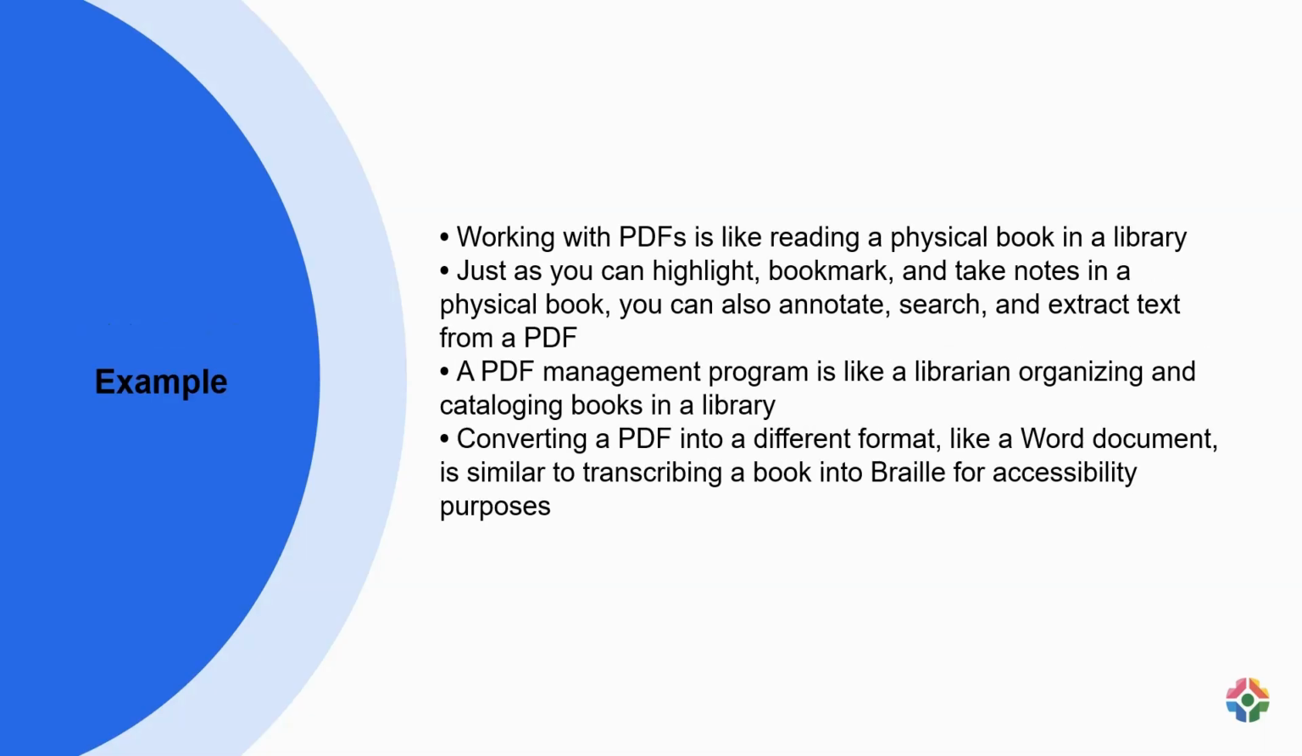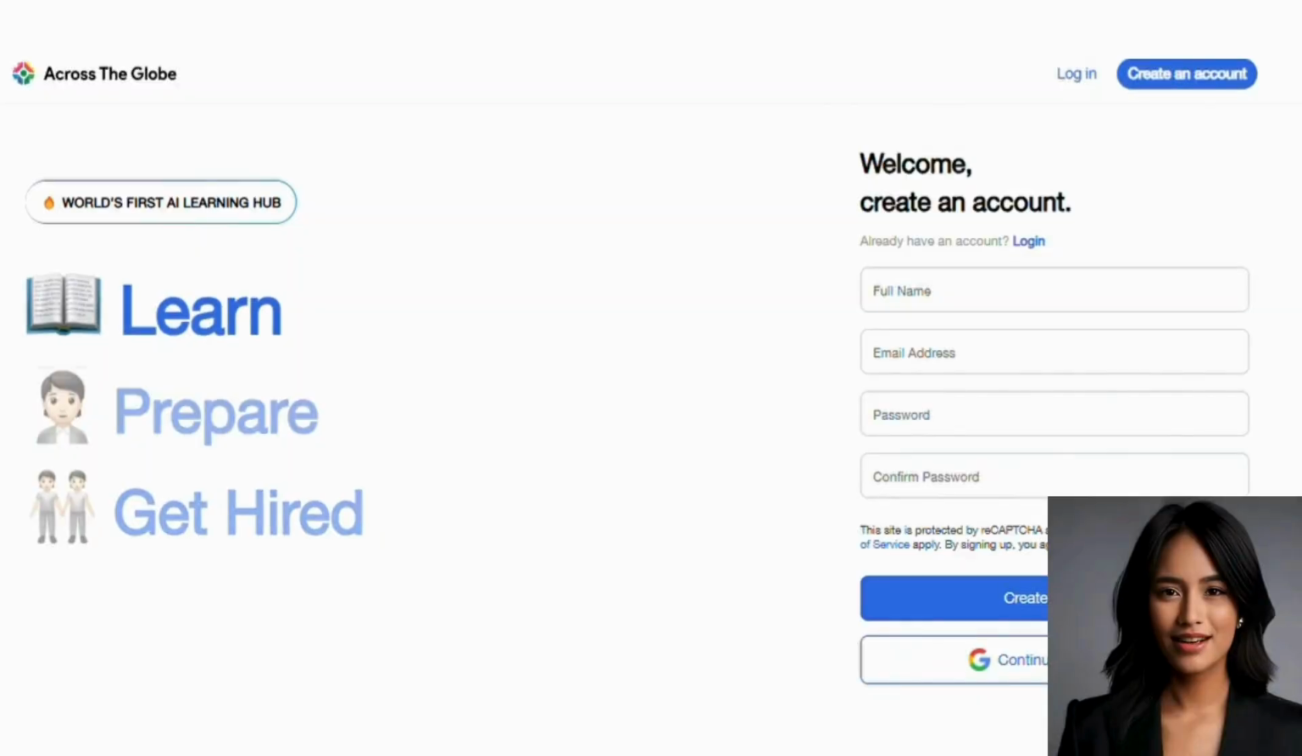Working with PDFs is like reading a physical book in a library. Just as you can highlight, bookmark, and take notes in a physical book, you can also annotate, search, and extract text from a PDF. A PDF management program is like a librarian organizing and cataloging books in a library. Converting a PDF into a different format, like a Word document, is similar to transcribing a book into Braille for accessibility purposes.